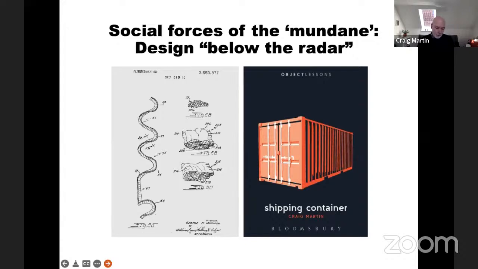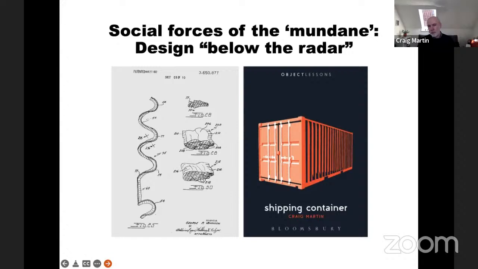Probably the place where I've talked about this most of all was in my book on the right-hand side here called Shipping Container from 2016. And really what that book looked at was the geopolitical power of design. The design of this very simple box, in many ways, what I argue in the book, has created the capitalist society that we live in today. But I've also talked about the significant power of this as a design object in making the kind of geopolitical world that we live in.